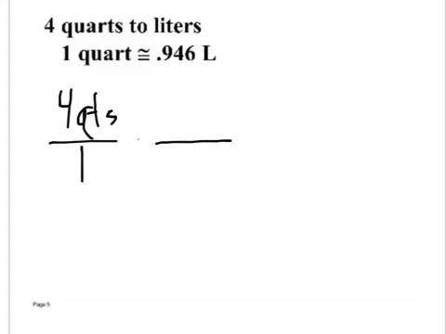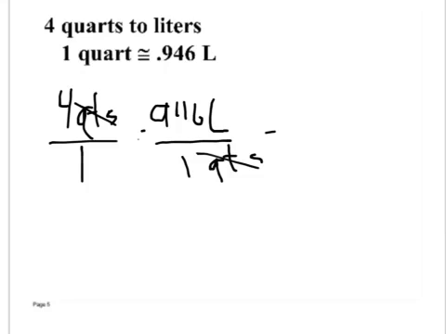Could I use the other one, the one on the other side where it says liters to quarts? Yeah, I could, as long as I put them where they're supposed to go. I need quarts on bottom and liters on top because my quarts need to cancel each other out. Because it's 1 quart, it's 0.946 liters. So I take 4 times 0.946. When I do that, I get 3.78 liters.